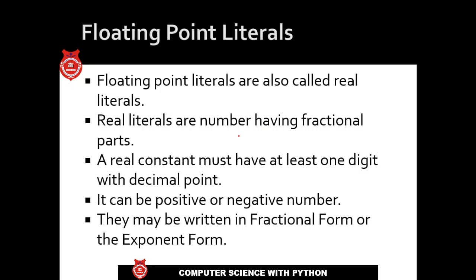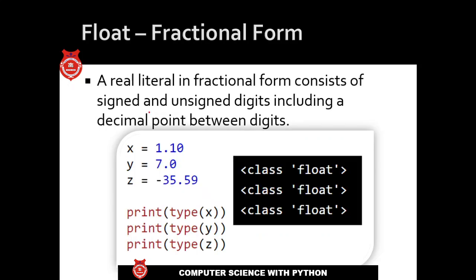Alright, now let's try to finish the literals, okay, the floating point numbers. So floating point literals are also known as real literals. Okay, real literals are those number having fractional parts or a number with decimal point. It can be positive as well as it can be negative. They may be written in fractional form or exponential form. Let me show you the floating point number in fractional form.